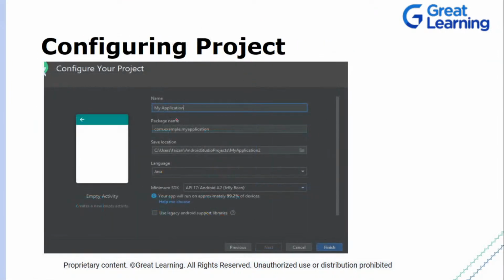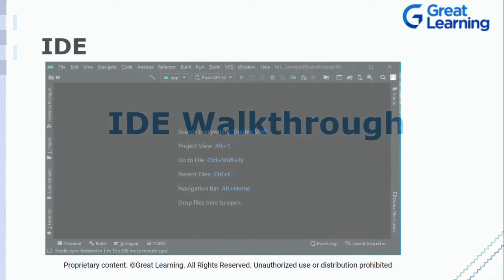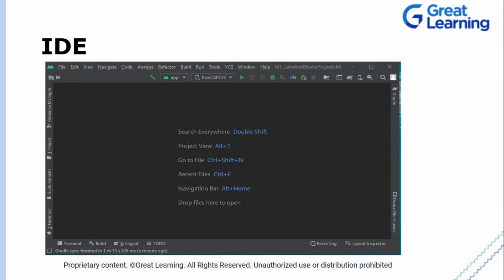Then we talked about how you can configure your project. Okay, this thing is done. See here, 99.2%. Just click on finish, and then we'll have our IDE. And now let's do a walkthrough of this particular picture. What are the different components, and what do these things do?